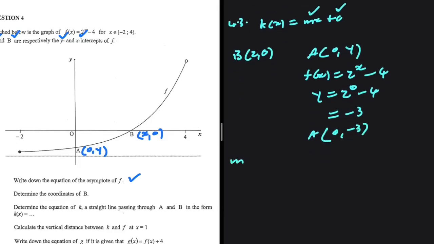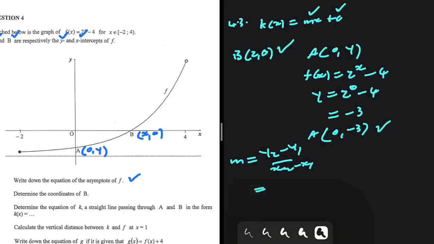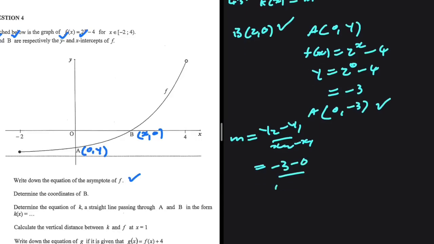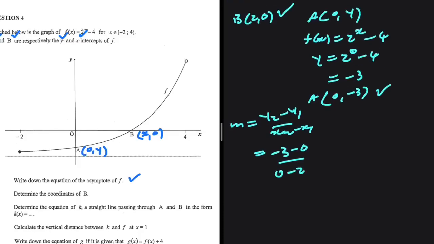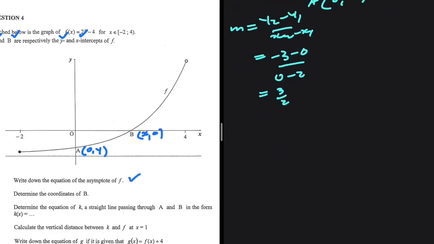If we go ahead and find the gradient, we'll get y2 minus y1 divided by x2 minus x1. We have B and A. If we take A as our second point, we're going to have minus 3 minus 0, the y value of A minus the y value of B, divided by 0 minus 2. So this is just equal to 3 divided by 2. So that is the gradient of k of x. We can say that k of x equals 3 divided by 2 x plus c.